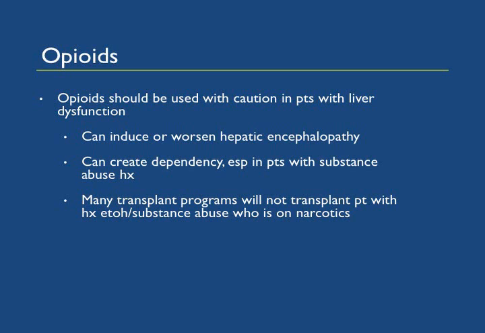Opioids should be used with caution in patients with liver dysfunction. Opioids can induce or worsen hepatic encephalopathy, and they can also create dependency, especially in patients with a history of substance abuse. It is also important to note that many transplant programs will not transplant a patient or list a patient that has a history of alcohol or substance abuse who is currently on narcotics.